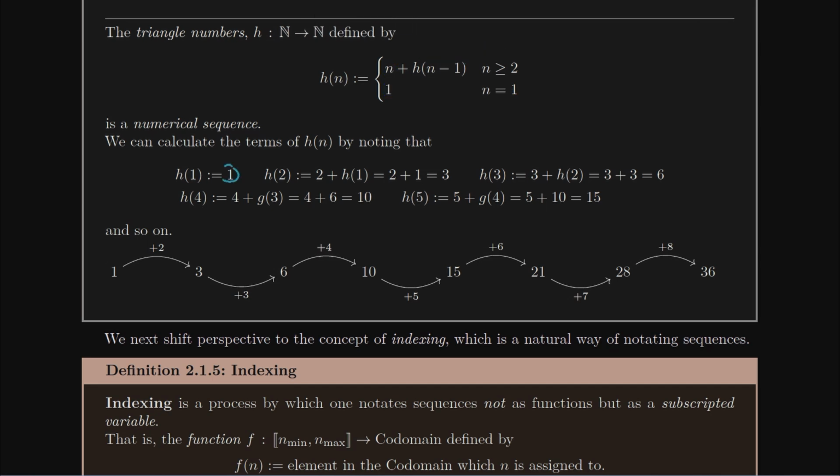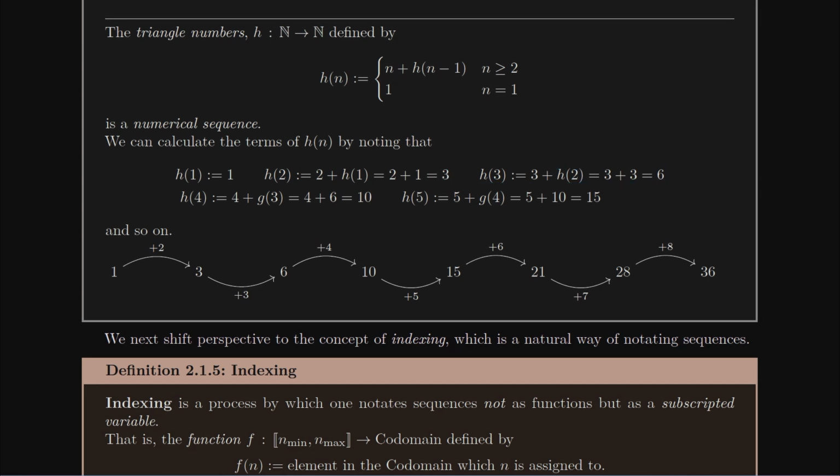So we start at 1, easy enough, and then to find term 2, I'm going to take the previous term, which happened to be 1, and I'm going to add 2 to it. So 2 plus 1 happens to be 3. To find the third triangle number, I'm going to take the previous term, which happened to be 3, and add 3 to it. So I have 3 plus 3 gives me 6.